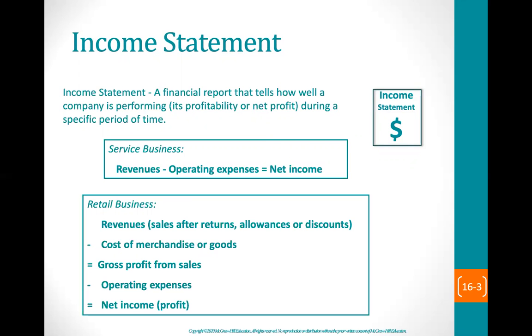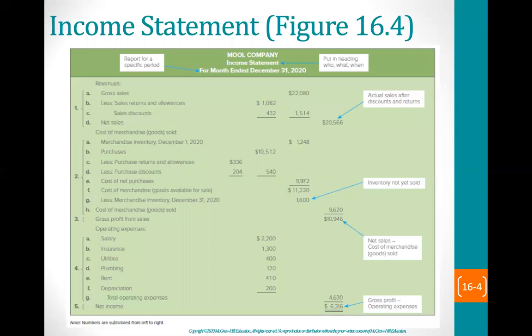For a retail business, your clothing stores, your Walmart, people who have inventory, your format is expanded a little bit. It's revenues minus cost of goods sold equals gross profit. And then from gross profit, you subtract operating expenses to arrive at net income. And remember, we discussed how to calculate cost of goods sold in a previous chapter. So this is your income statement in an expanded format for you to look at.